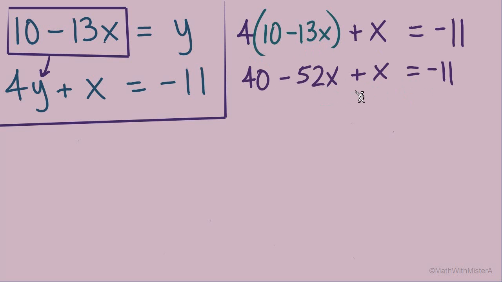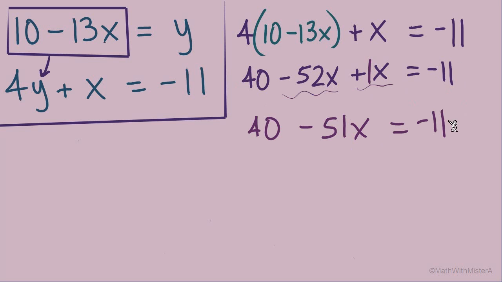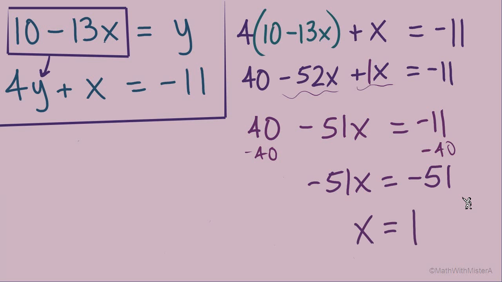We have like terms right here. A negative 52x with positive 1x leaves us with a negative 51x. I'll bring down the 40 and bring down the equals negative 11. I'm going to continue working. I'll now get the constants over to the right side, so I'm taking away 40 both sides, and it brings us to negative 51x equals negative 51. Interesting, but when we divide both sides by negative 51, we see that x equals a nice positive 1.